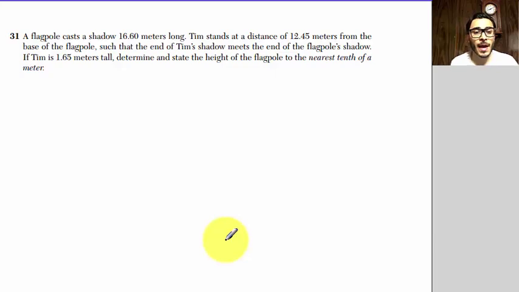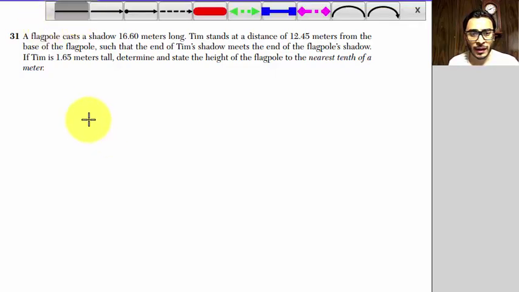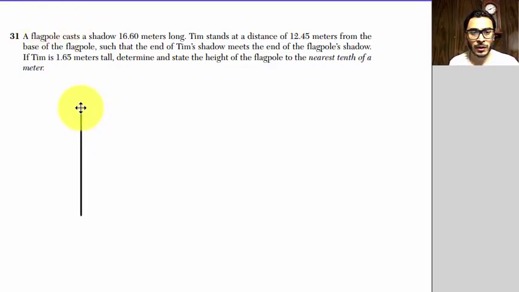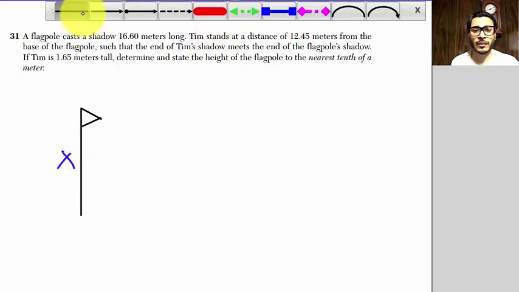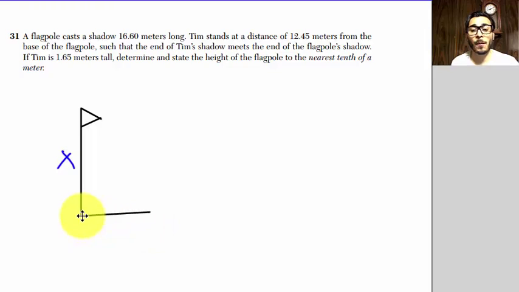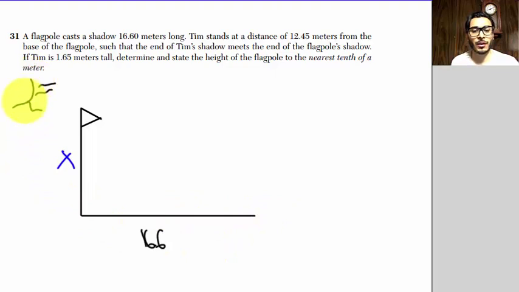All right, so number 31. I hope you know your overlapping similar triangles for this one, because that's what we're going to get. It says that we have a flagpole. So there is my flagpole, and we are looking for the height of this flagpole, so I'm going to label it X. Then it says that this flagpole is casting a shadow that is 16.6 meters long. Just so you know, shadows are on the floor, right? I'm going to say the sun is over here somewhere, so the shadow is going to be this way, and shadows are on the floor. So that's why I drew a line like this, and I made it 16.6 meters long.